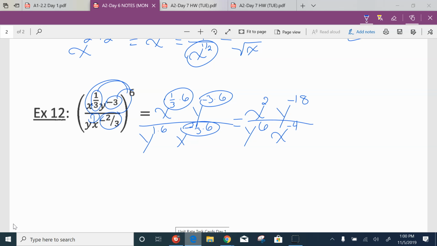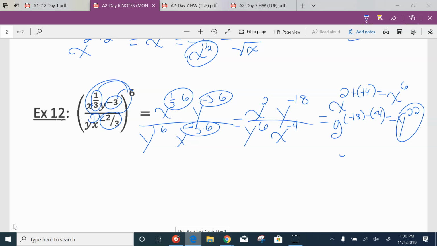Now I'll apply the quotient rule. I'm going to have x with the top exponent of 2 minus the bottom exponent of negative 4. I have y's with the top exponent of negative 18 minus the bottom exponent of negative 4. When I simplify these two things, I get x to the 6th on top, I get y to the negative 22nd, it looks like, on the bottom. Because it's negative, it will be my denominator. So my final answer will be the positive x to the 6th on top with y to the 22nd power.